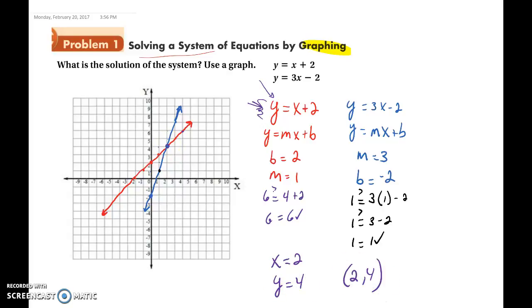We can check this by plugging them in. For our red equation, does 4 equal 2 plus 2? Yes, it does. So we know that it works for our red one. And then for our blue equation, does 4 equal 3 times 2 minus 2? Well, does 4 equal 6 minus 2? And 4 does equal 4, check. So we know that it worked for both. So that is a solution of this system of equations.